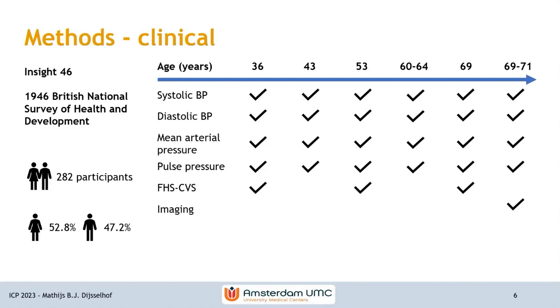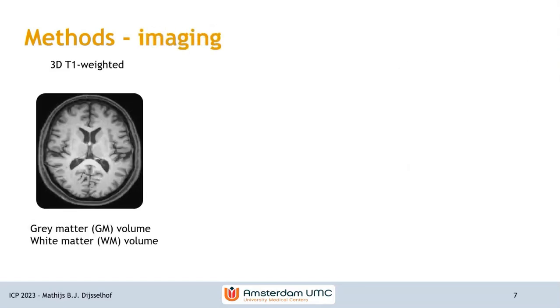And throughout their lives, starting from age 36, 43, 53, 60 to 64, 69, and 69 to 71, we've got all these blood pressure measurements and also cardiovascular risk factors in the form of Framingham risk score. You can see that the Framingham risk score is missing at some intervals. At some points, they just didn't acquire, for example, all the glucose measurements for the risk score. And in the end, at the last time point, they also performed the imaging. So onto the imaging. They acquired on a 3 Tesla scanner a 3D T1 weighted image, which we used to segment the gray matter and white matter volumes.